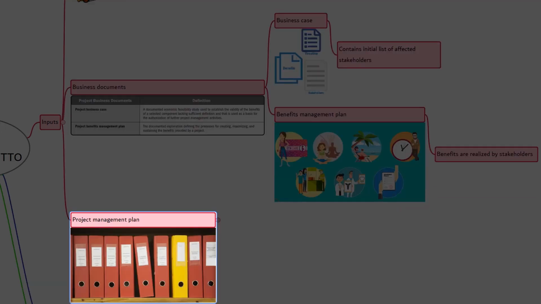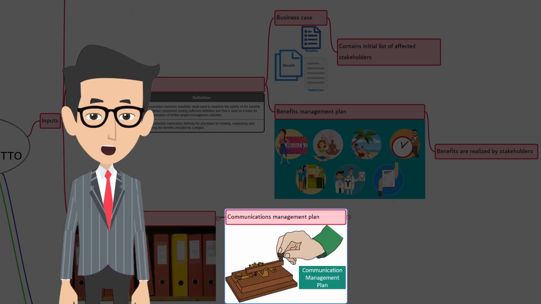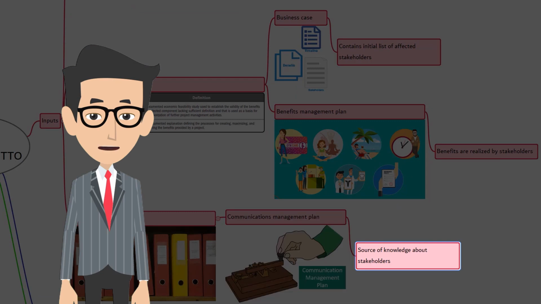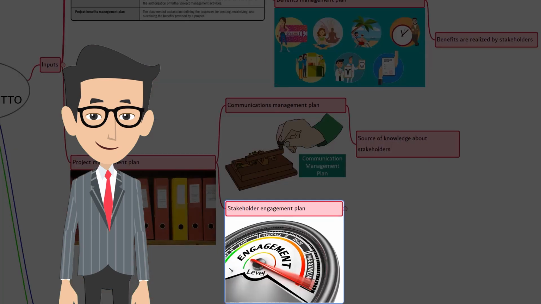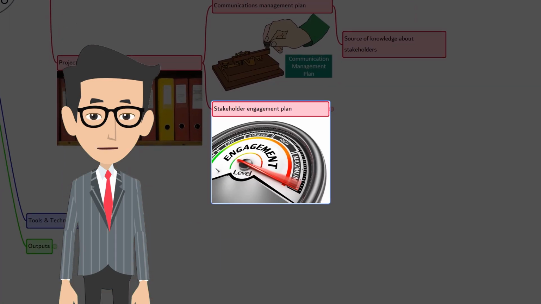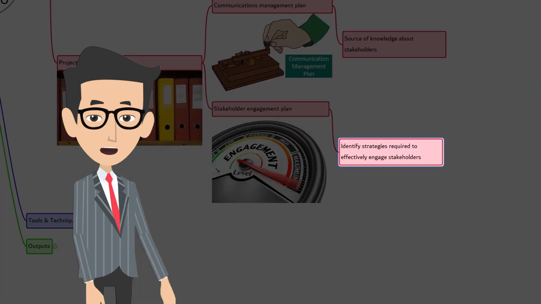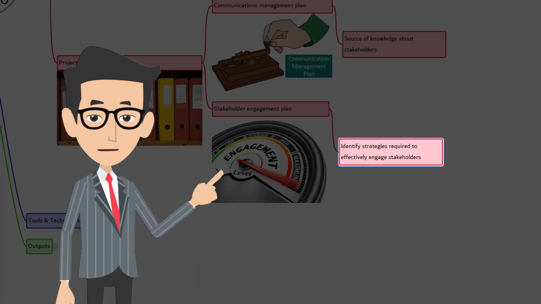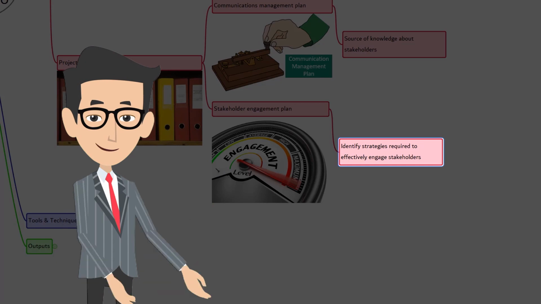Third input is project management plan. It has 2 components as inputs. Communication management plan. The communication management plan will have the list of stakeholders and the communication approach to the stakeholders. This could be your first-hand information to identify the stakeholders. Stakeholder engagement plan. The stakeholder engagement plan identifies the management strategies and actions required to effectively engage stakeholders.